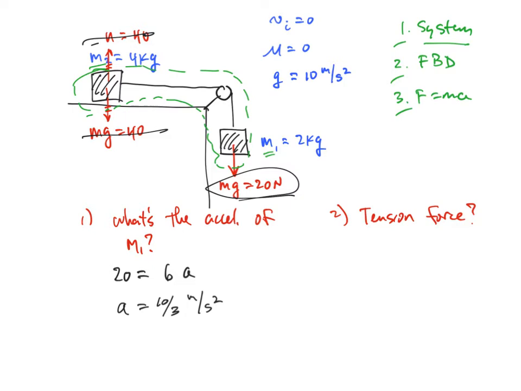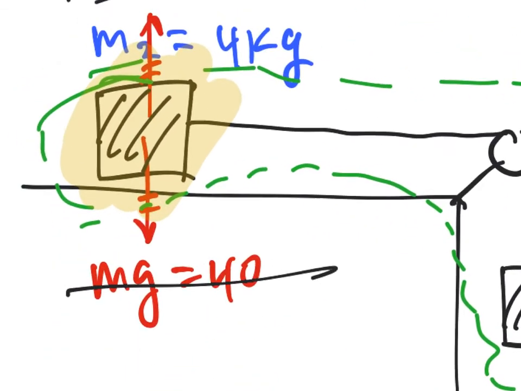Now, if we want to go ahead and think about the tension force, here's where we have to change the system. When I chose as my system this 2 block setup, the tension force was internal to that system, so it doesn't appear in my FBD. And so I need to choose a new system. So now I have to choose just 1 block or the other. It doesn't matter which one we choose, but I'm going to choose maybe just M2.